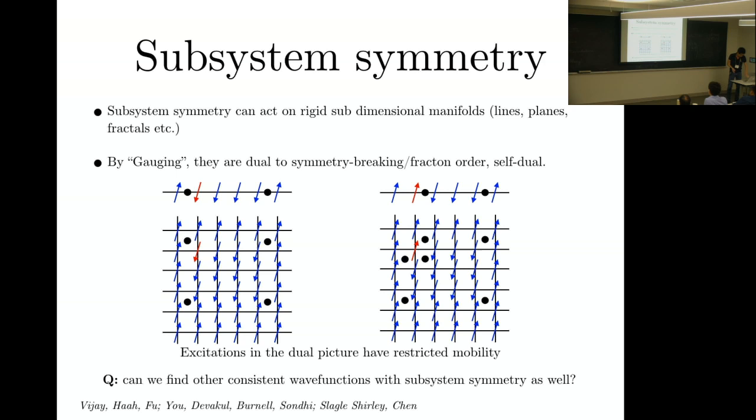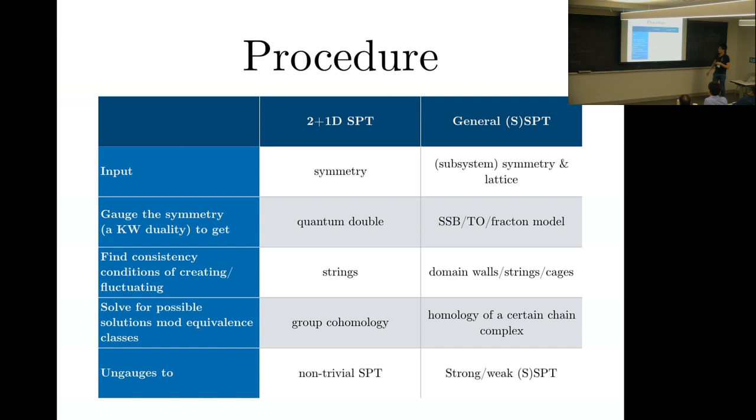So I just want to generalize the usual way we view 2D SPTs, which is that you put some symmetry, you gauge it, you get some quantum double, and you want to see, if I fluctuate the strings, I get some solution, which is classified, for example, by group cohomology, or Dijkgraaf-Witten theory. And when I ungauge it back, I get a nontrivial SPT.